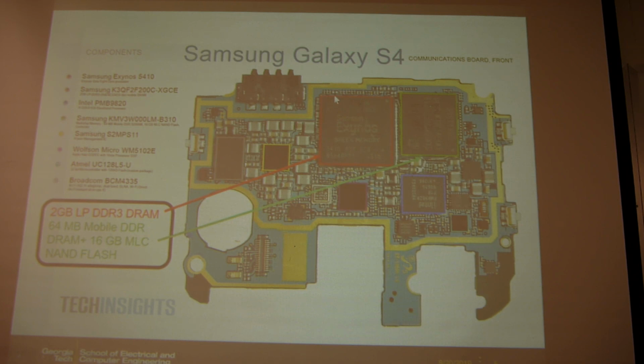For example, this red one, can you guess what that is? The red one here? It's written there, but it may be too small for you guys sitting in the back. So can you guess what the red block is? Maybe you can see this one, okay. It says 2 gigabytes LPDDR3 DRAM. But actually in this particular design, this is a package with the processor and the DRAM together.